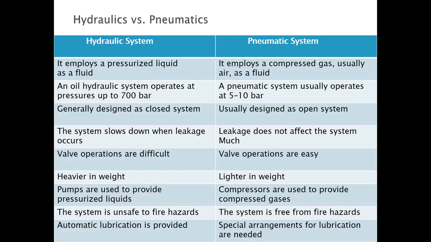An oil hydraulic system operates at a pressure up to 700 bar, which is a huge pressure. Remember, which is a huge pressure. So whenever you are using this huge pressure, you have to use special pipelines and special equipment to sustain such high pressure. While a pneumatic system is used only at 5 to 10 bar pressure, again this pressure is very high, but it is comparatively less than the hydraulic system.